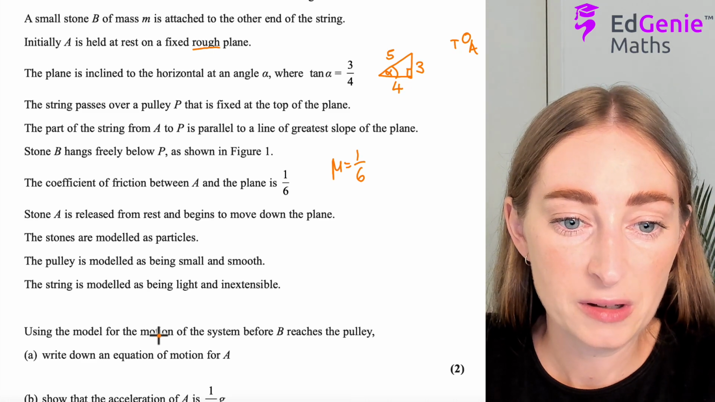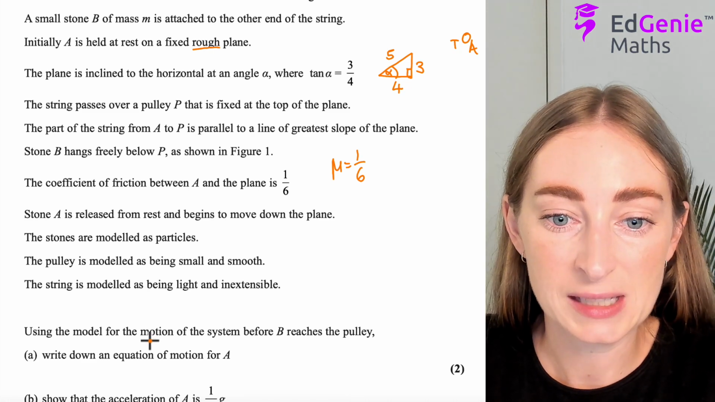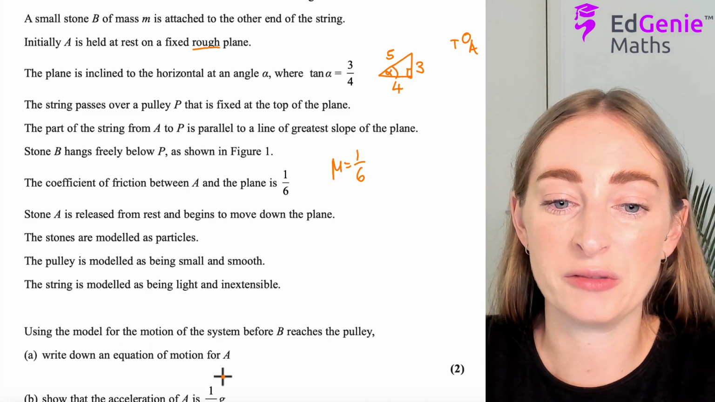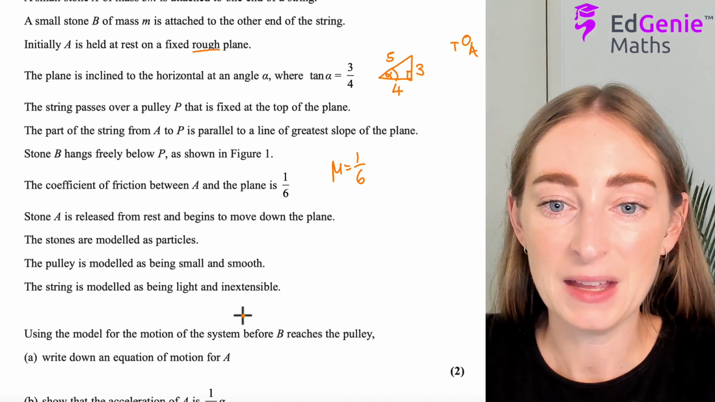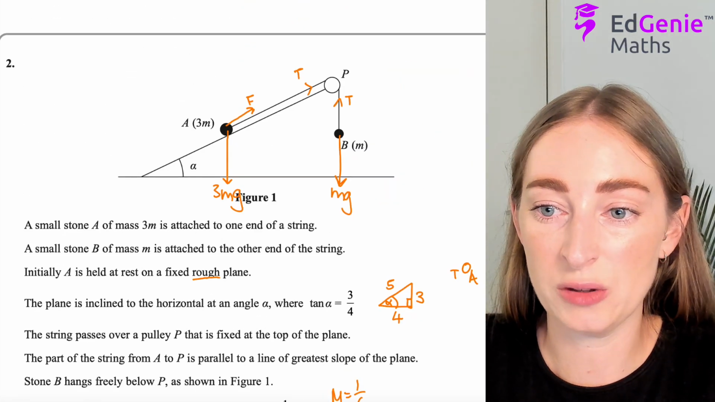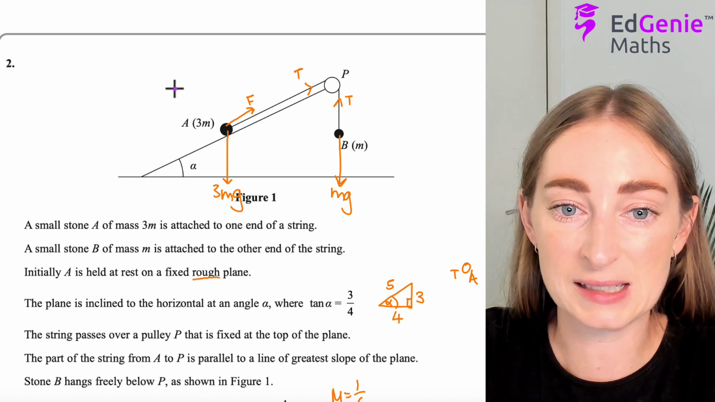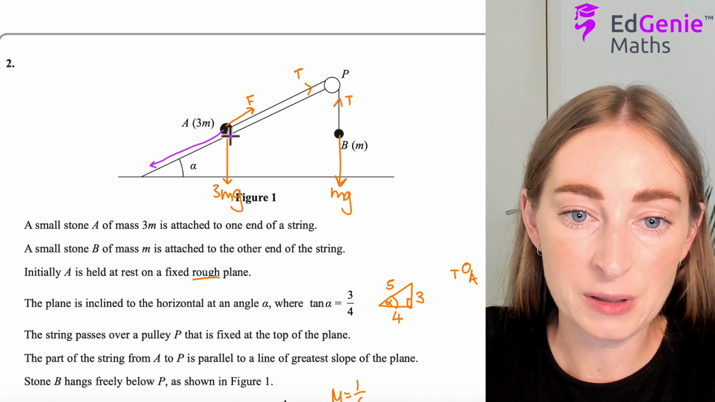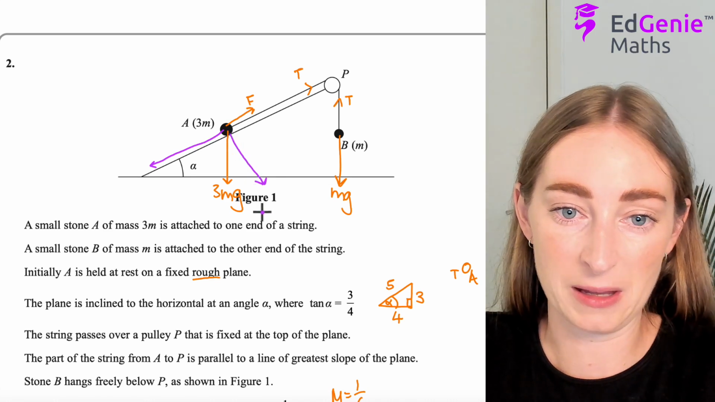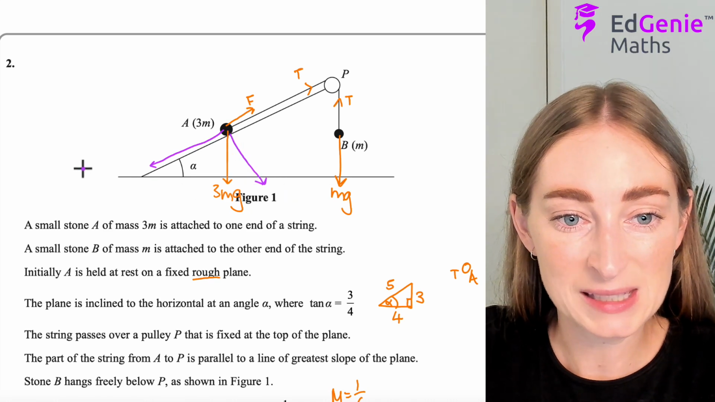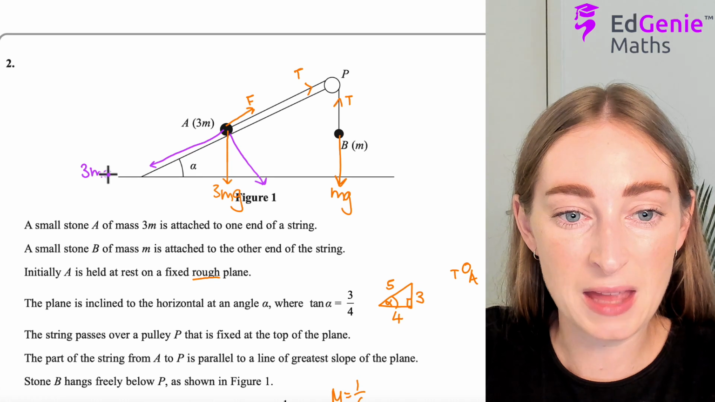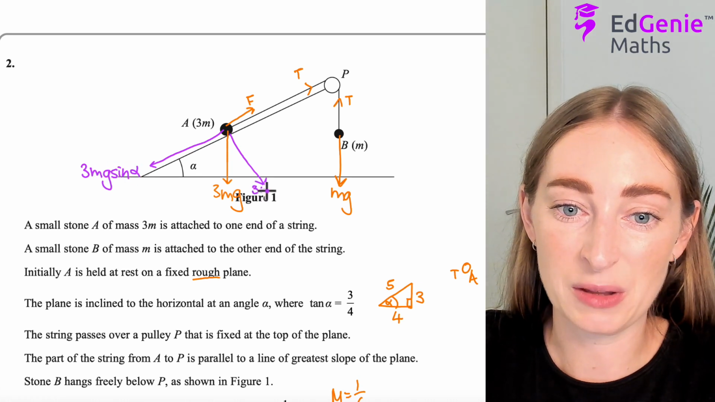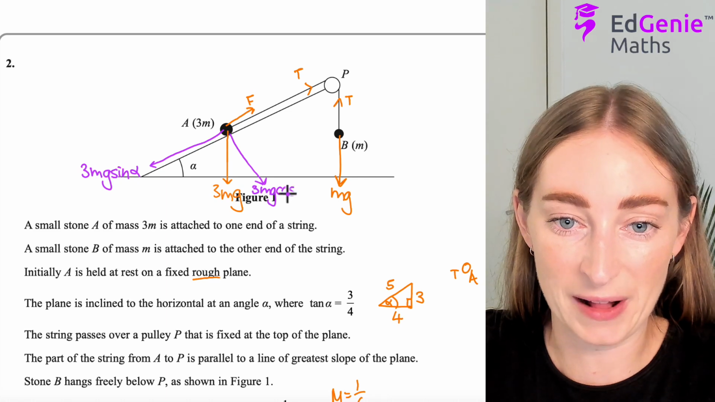Using the model for the motion of the system before B reaches the pulley, write down an equation for the motion of A. So the first thing we need to do before we can do that is resolve our forces. So we want to know what this is going to be, and we want to know what this one is going to be. You might be able to see that this is going to be 3mg sine of alpha, and this one's going to be 3mg cos of alpha.